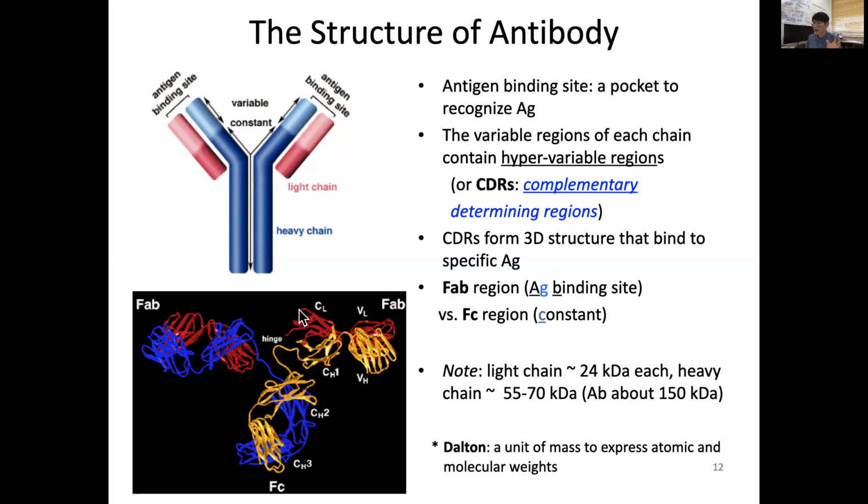And you can see here, this blue is a heavy chain, and the red is a light chain. And you can see this yellow is also a heavy chain. You see this variable region, V from the light chain, V from the heavy chain. And the C stands for the constant region from the light chain and heavy chain. This H stands for hinge, because it's kind of flexible. It has flexibility.